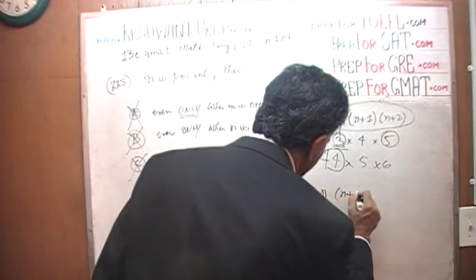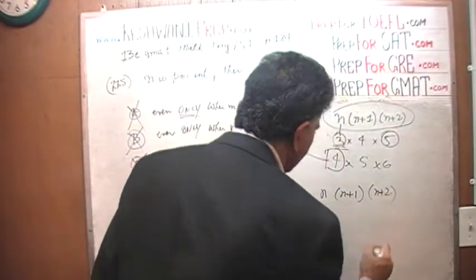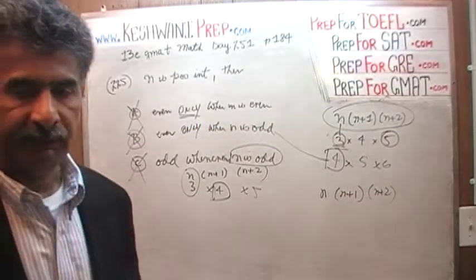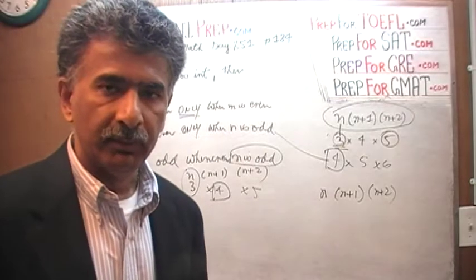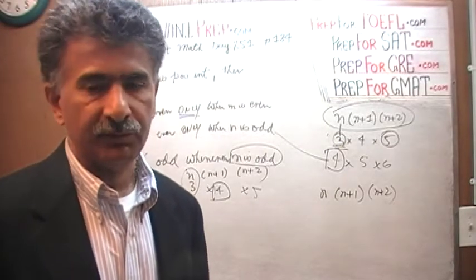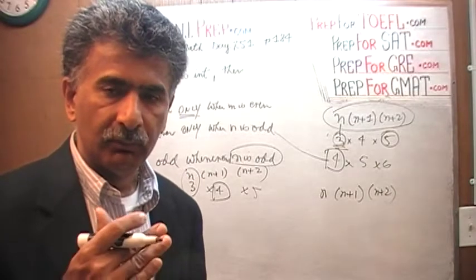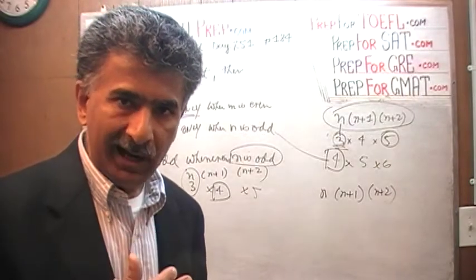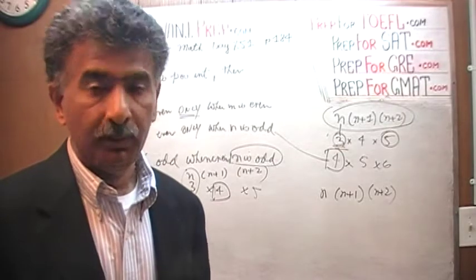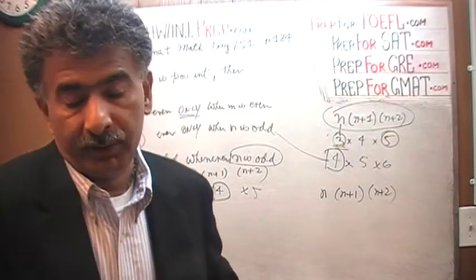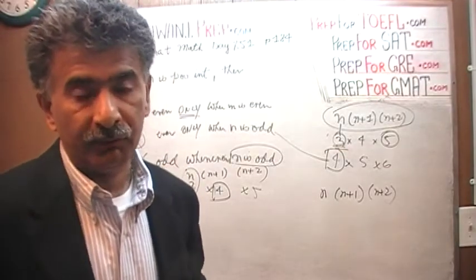N times n plus 1 times n plus 2, what they have given us, even though they do not say it out loud, are 3 consecutive integers. And whenever you have 3 consecutive integers, it doesn't matter what you start out with. If you start out with odd, the very next one is going to be even. If you start out with even to begin with, then the story ends, because the product is going to be even.